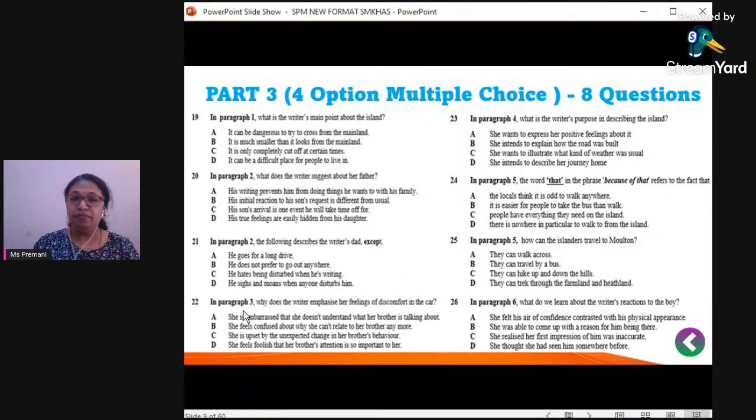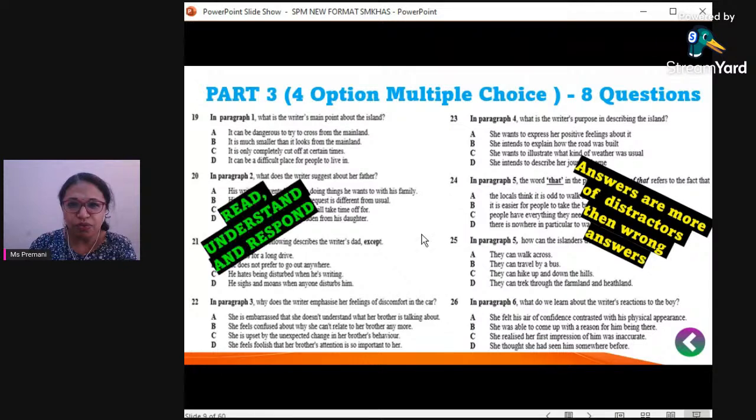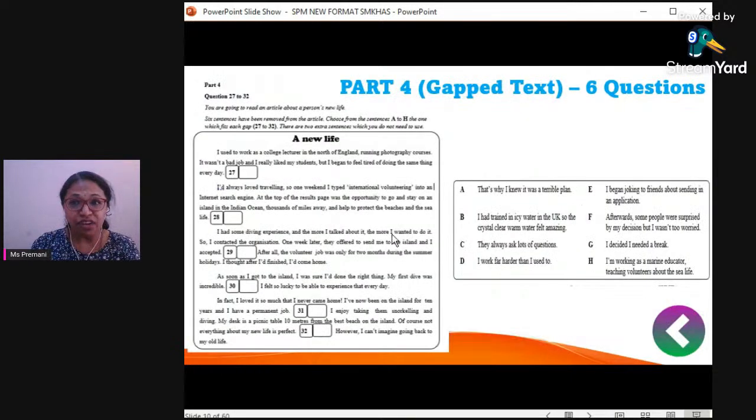All right. So again, there is no word spotting. It's meaning spotting. Out of four, one is correct. Usually one or two will be strong distractors and one will be very obviously wrong. You can see it, but no word spotting. So this one I don't want to brief much. Practice is the best for this paper. The answers are more distractors than wrong answers. So read, understand, and respond.